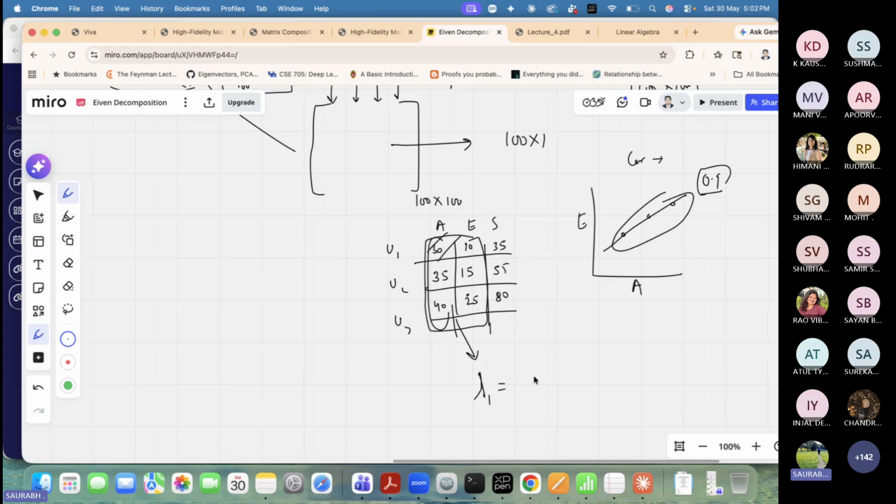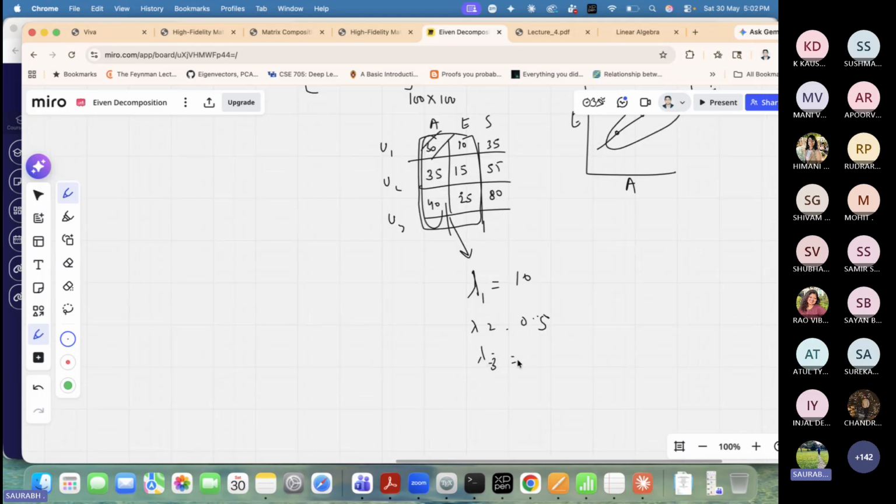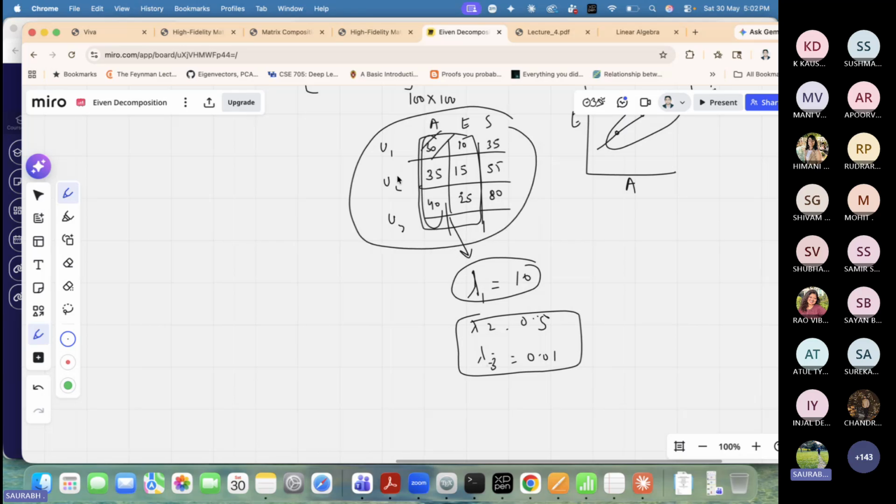Let's say lambda 1 is 10, lambda 2 could be just 0.5, and lambda 3 could be just, let's say, 0.01. Now you are saying that there are three different directions, eigenspaces, eigenvectors. One direction is having more change, the other directions are just redundant. Now what we do in this case is you just project. This is what you will be learning in lecture number 12. How do you use this? You will project this data onto axes, wherein you will just discard.